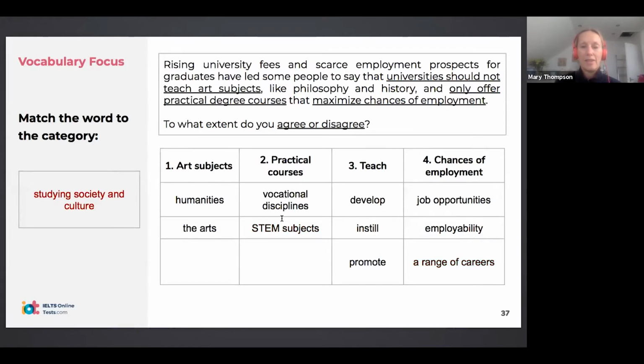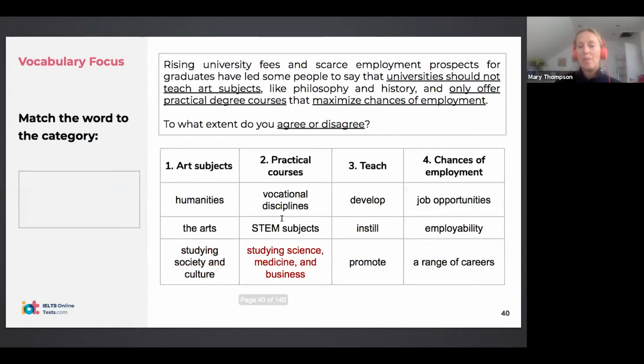Studying society and culture. Good, so that's number 1. So then the next one, quite easy. Yeah, so number 2. Great. So, obviously, if you're doing this in the exam, it will take quite a while to make a table like this. But this is the kind of thing you should be doing in order to expand your vocabulary. So you should be doing it in preparation for this exam.